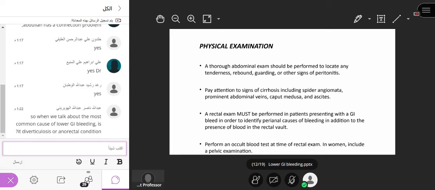Perform an occult blood test at the time of rectal examination, and in women include a pelvic examination too. An occult blood test is done when somebody has a history suggesting colorectal cancer, like altered bowel movement, pain in the abdomen, and weight loss, and the age is more than this. You suspect it, so you do screening, and in screening, fecal matter will have microscopic bleeding, which may be because of the colorectal cancer. You won't see it grossly, right?